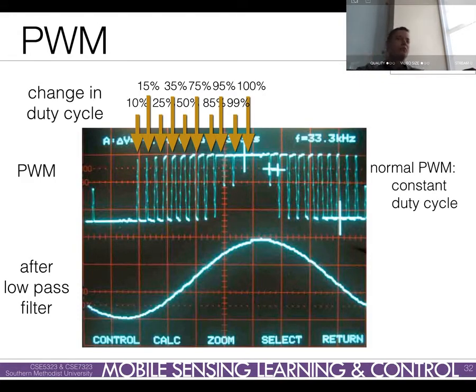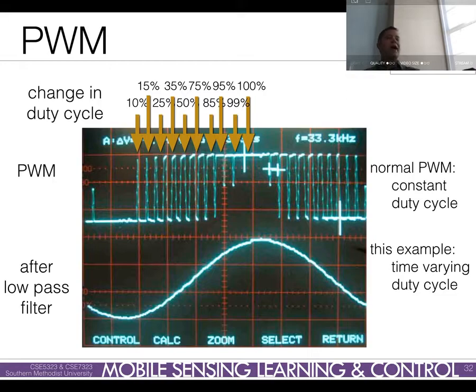Normally pulse width modulation defines a constant duty cycle spike, but if I vary that spike, I can get a time varying duty cycle like this, and I can create this awesome looking sine wave on the output. I can create any analog output that I want by using these pulse widths and smoothing them with my bathtub. All right?